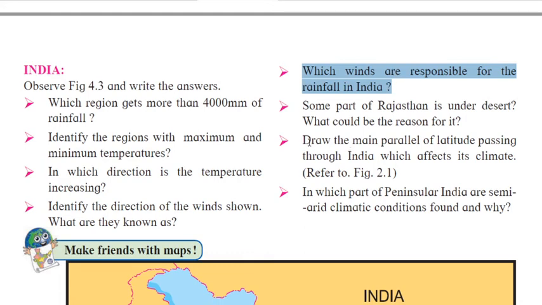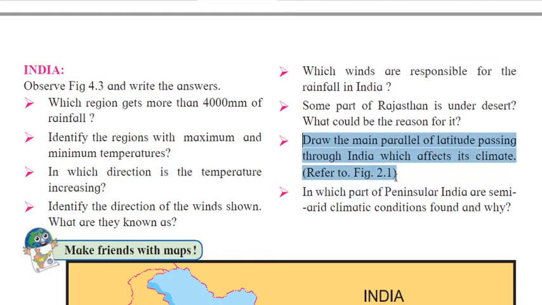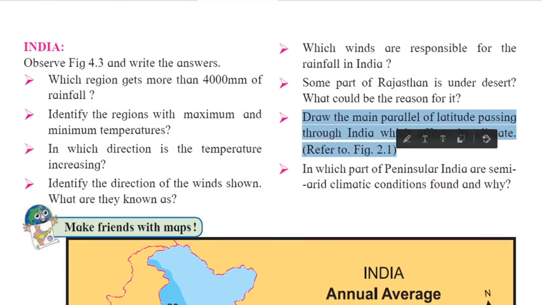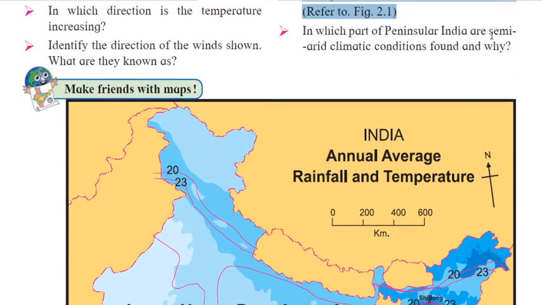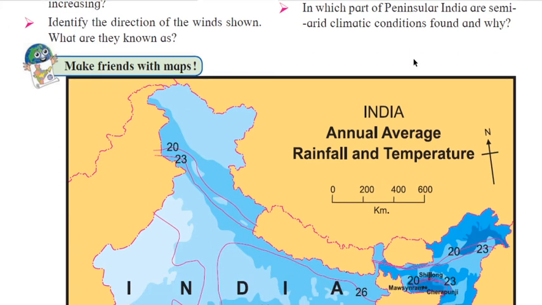Now this you have to do yourself: draw the main parallel of latitude through India which affects its climate. And in which part of the peninsula of India are semi-arid climate conditions found, and why? Semi-arid conditions are found in the east of the Western Ghats of peninsular India. This region is a rain shadow region. Therefore semi-arid climate conditions are formed here.